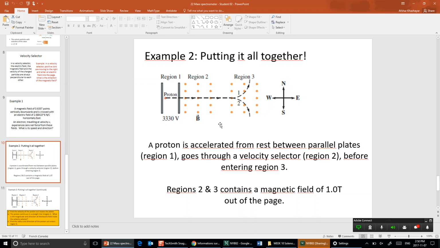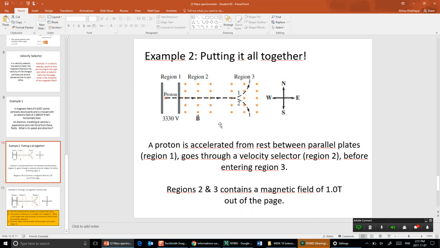So the magnetic field is going into the page, with a strength of 1 Tesla, and there's an electric field going again, and those would create a proton going at that. Only this velocity, 8.0 times 10 to the 5, is going to be the only thing that's going to get pulled into there.